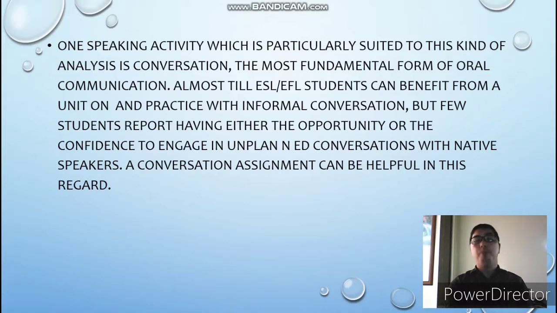How do you do conversation? The most fundamental form of oral communication, almost all ESL or EFL students can benefit from a unit on and practice with informal conversation. So in this particular activity, you ask the students to come up with informal conversation, but not all students report having either the opportunity or the confidence to engage in unplanned conversation. Sometimes our students are somehow not that confident. They lack the confidence to engage in unplanned conversations, especially with native speakers. A conversation assignment can be helpful in this regard.